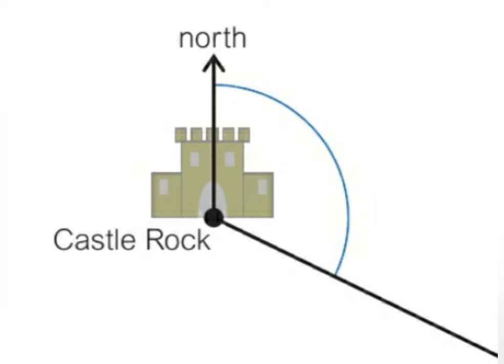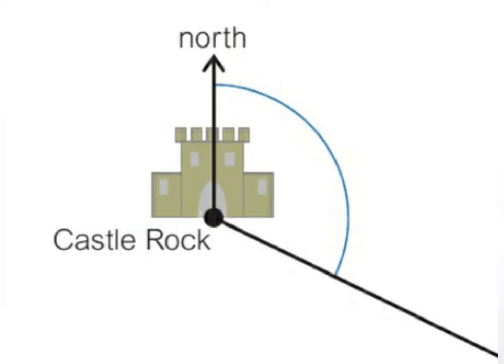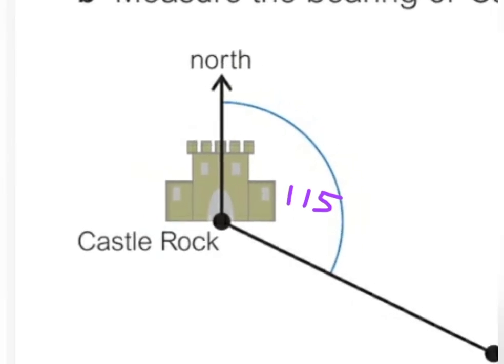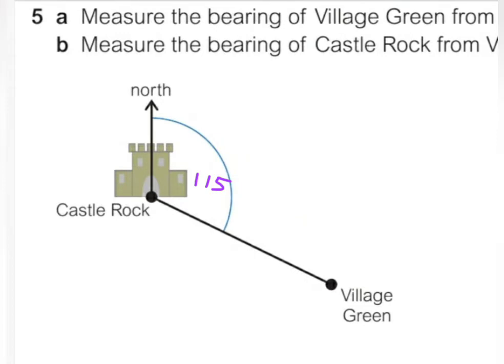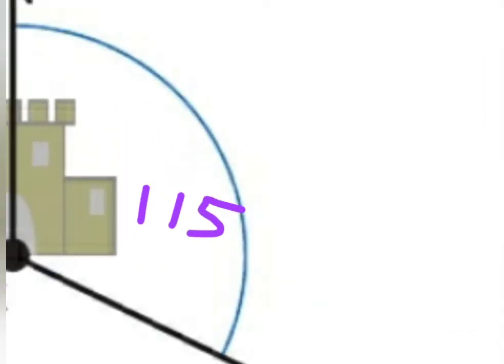Now I don't have a protractor here, so I'm going to say that this angle is 90 and I think this angle is 25. So 90 plus 25 is going to be 115. So this is the angle of 115. After finding 115, this is the answer for question A, of course. So this is 115. Let me write it here.